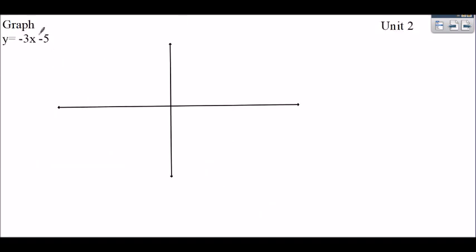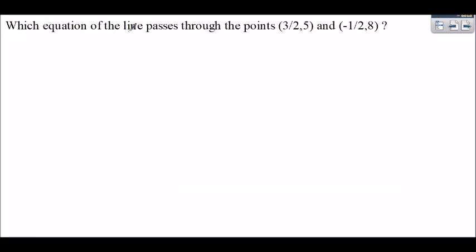To graph, this is where I begin. This is my slope, and I have to have it in fraction form. This is saying go down 3 to the right 1. Which equation of the line goes through these 2 points?